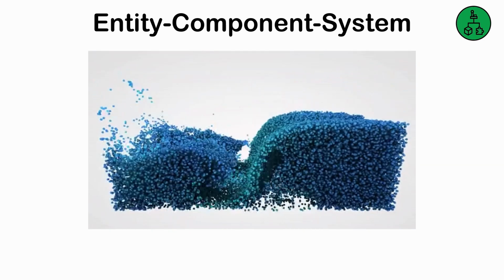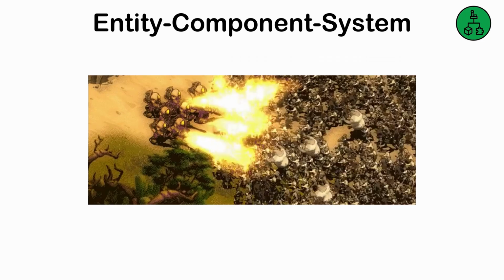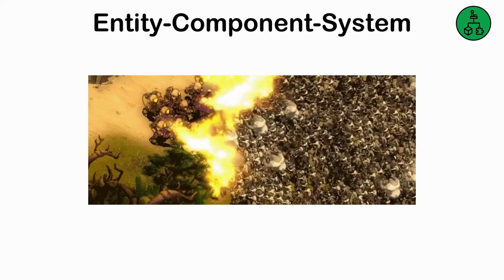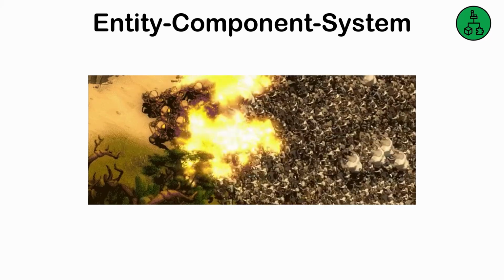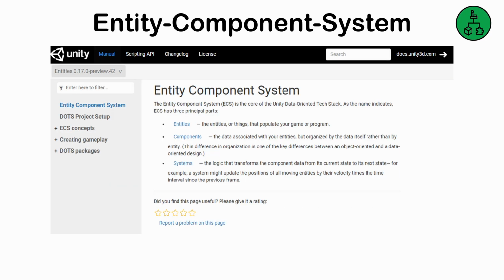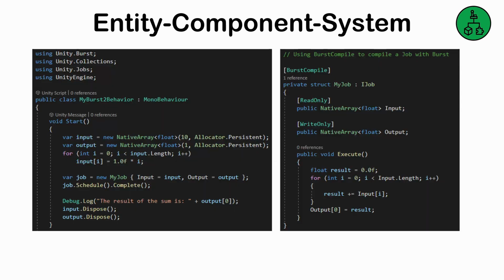ECS is used for high-performance games or simulations that need scalability, like handling thousands of objects at the same time. Besides its normal component-based design, Unity Engine also has a built-in ECS solution intended to work with its jobs and burst compiler packages.